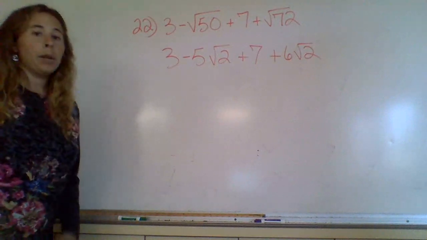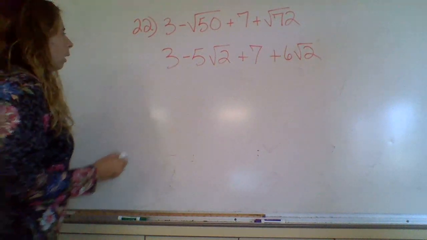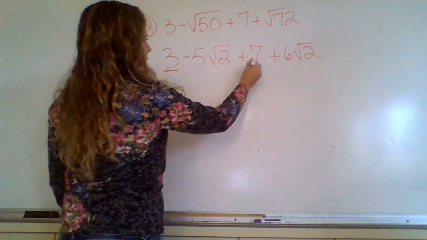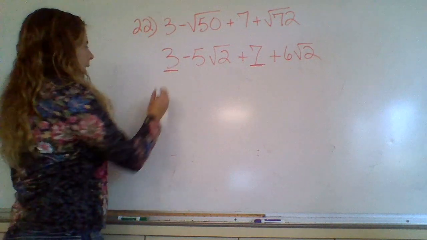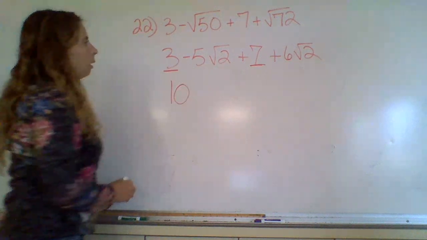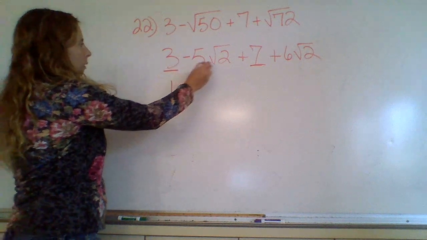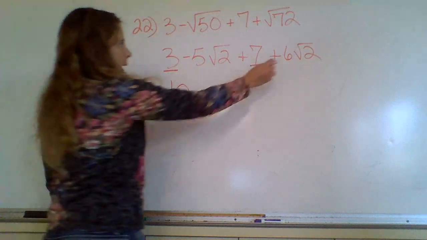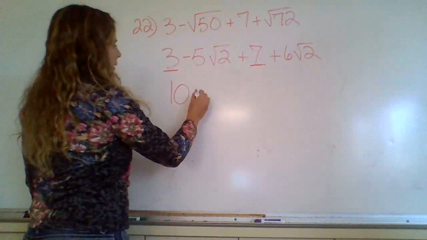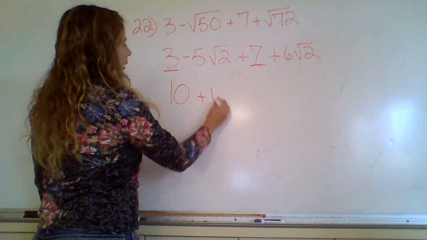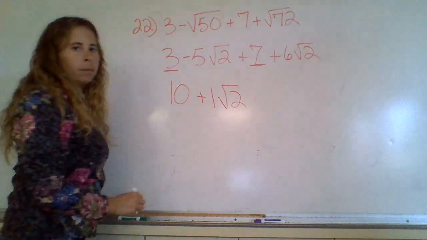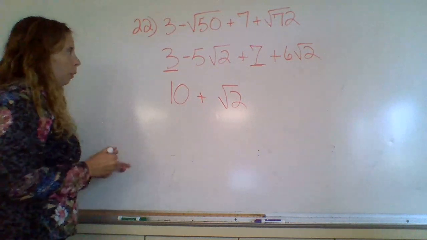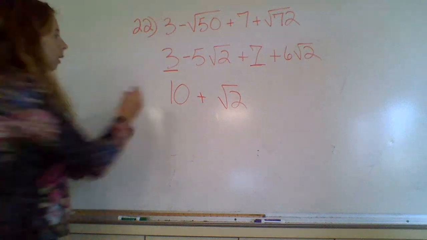Now you can combine things together. So I have 3 and I have a 7. 3 plus 7 is 10. I have negative 5 square root 2 and 6 square root 2. 6 minus 5 is 1. If you want, you can write the 1, but you don't have to. So it's just 10 plus the square root of 2 is your final answer. Leave it like that.